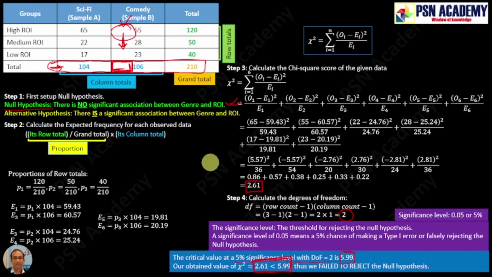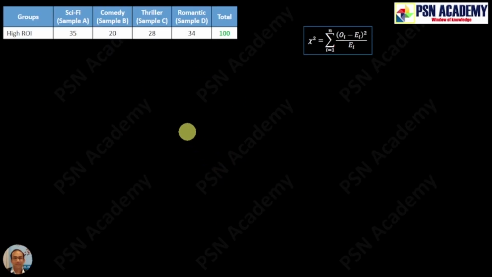Now you go for the second case, that is chi-square for goodness of fit. Suppose we have data like this. This is not tabular data or a 2D matrix; it is simple, straightforward 1D data. We consider the high ROI only. In case of high ROI, the sci-fi sample A gives you 35 movies. Comedy, sample B, 20 movies. Thriller, sample C, 28 movies. Romantic, sample D, 34 movies. And the total count is 100. That means you have taken a sample of 100 movies, and out of those 100 movies, you have got these numbers.